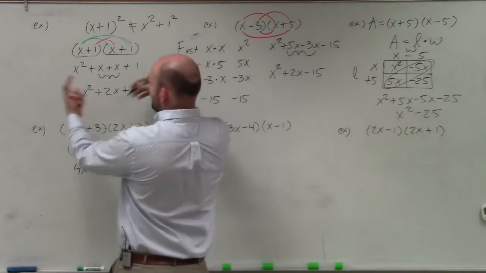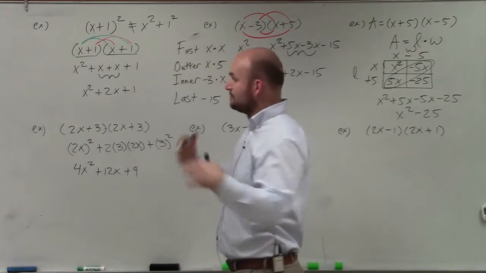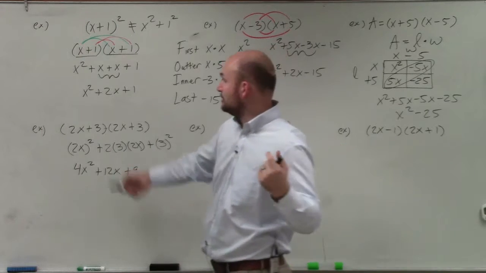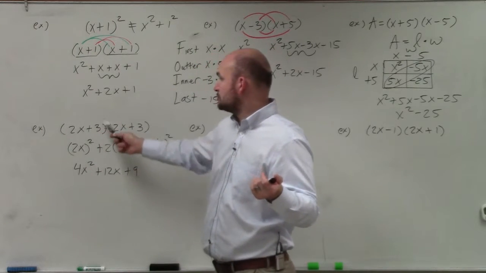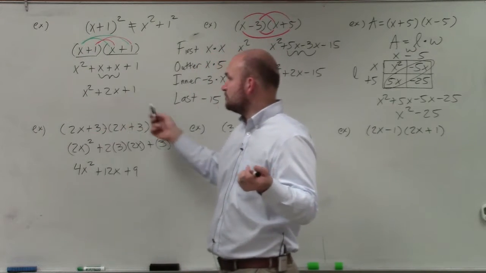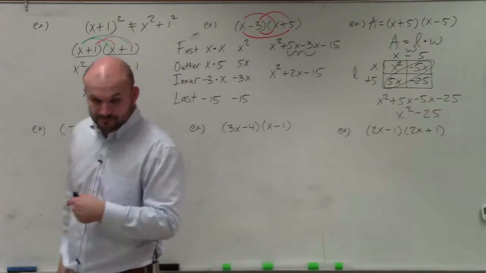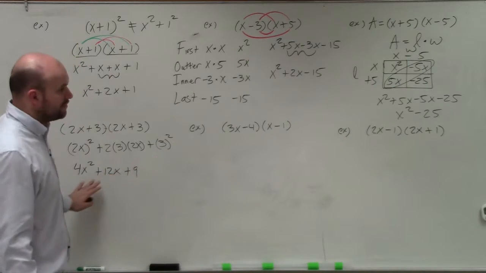Because what happens is you can multiply them out using the long way, perfectly fine, but a shortcut is noticing a binomial square is going to provide you with a perfect square trinomial. Square the first term, square the last term, and then double the product of your middle terms. And that will always give you the correct answer.